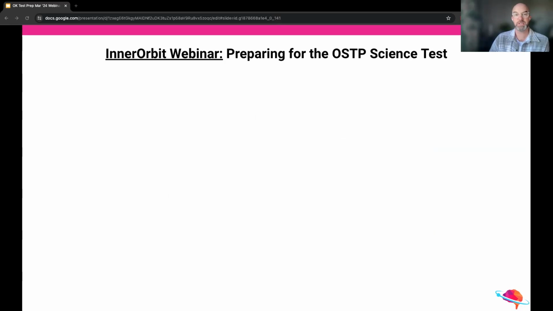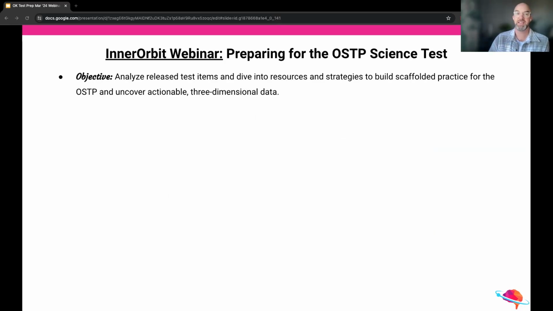So here we're talking about the OSTP science test. And our objective today is to analyze some released test items and to dive into some resources and strategies to build scaffolded practice for the science test and uncover actionable three-dimensional data. And that is the big idea.